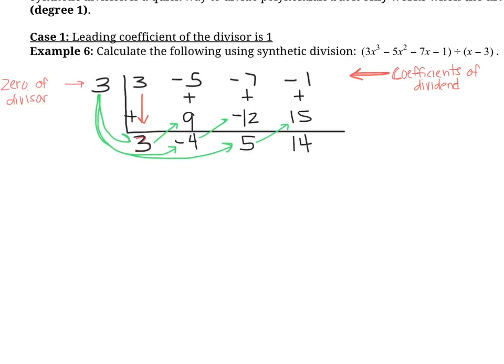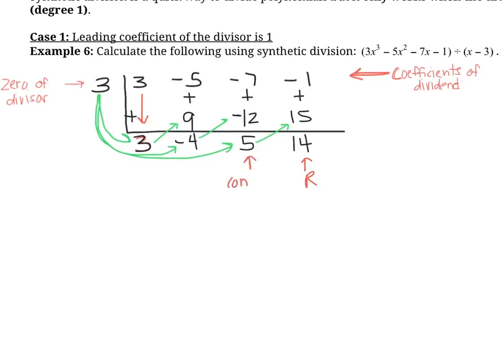And believe it or not, we're actually done. So these are going to be the coefficients of our quotient. So how to figure it out is work backwards from this last number here. The last number is always going to be our remainder. So this is our remainder R. The next one is going to be our constant value.